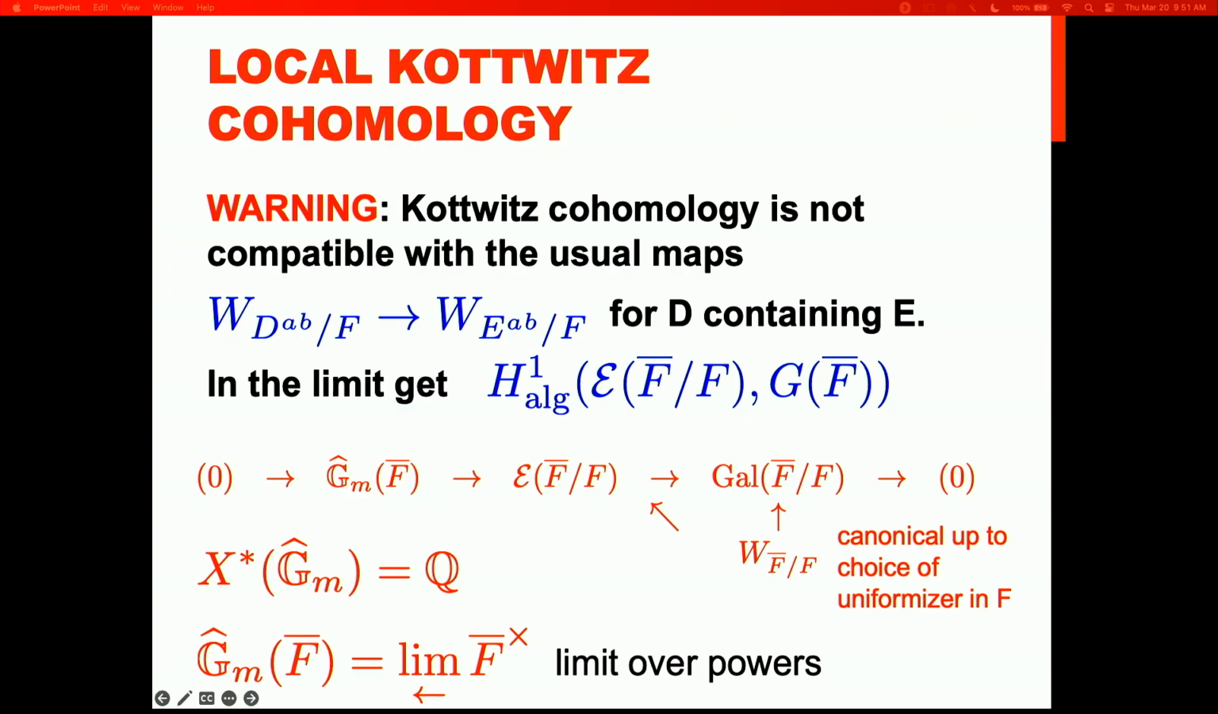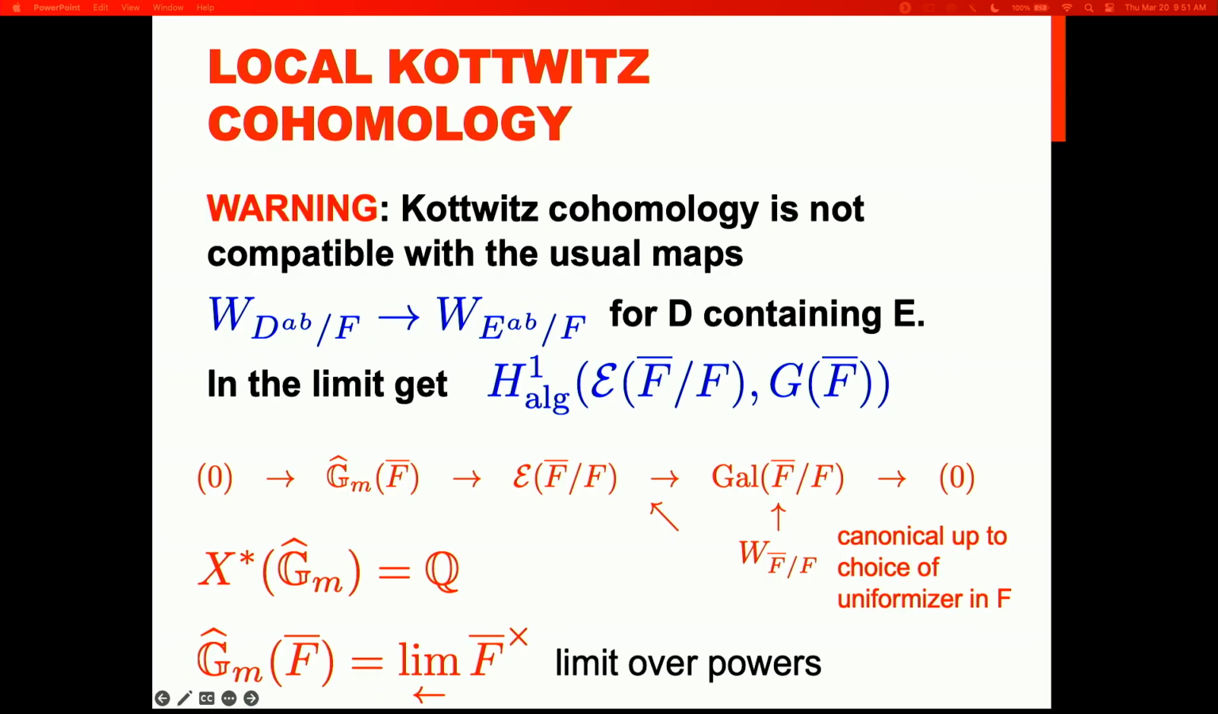It has some relation to the Weil group. So this extension is certainly not split, but if you restrict it to the Weil group, then it does split. In fact, the splittings are parameterized by the choices of uniformizers in F. So this group looks much more like the Weil group of an Archimedean field than the usual Weil group in local class field theory for local fields.